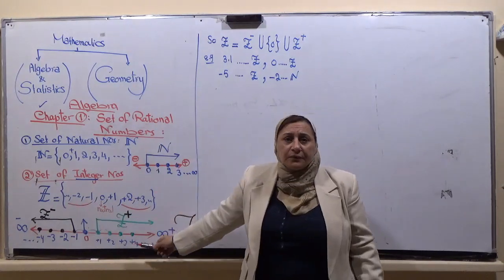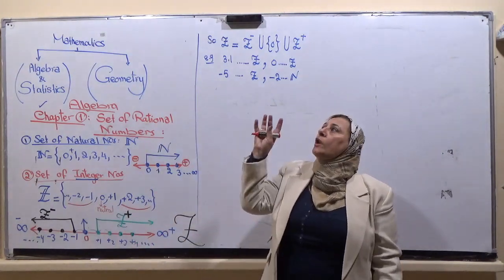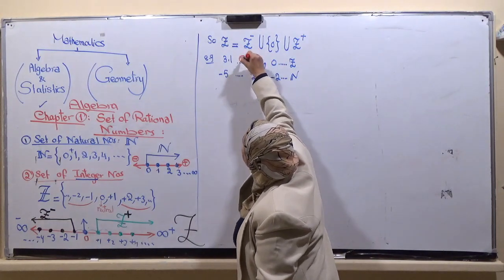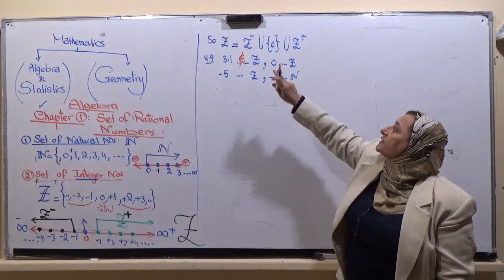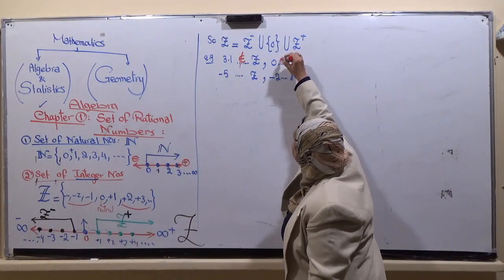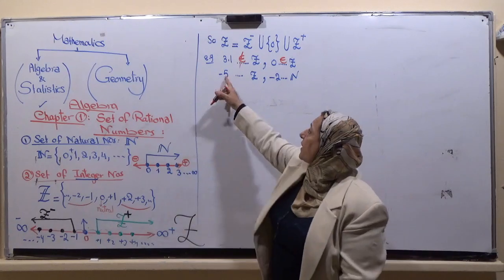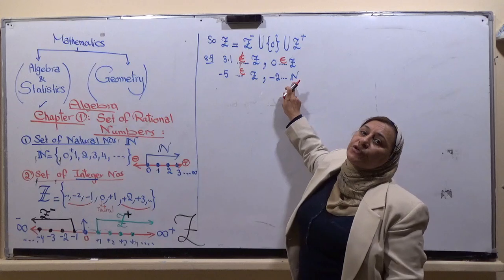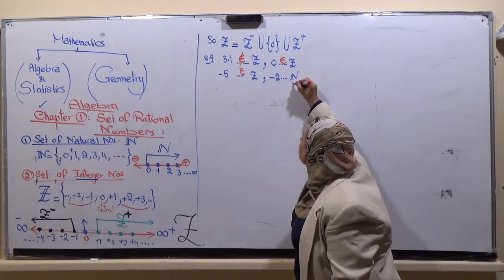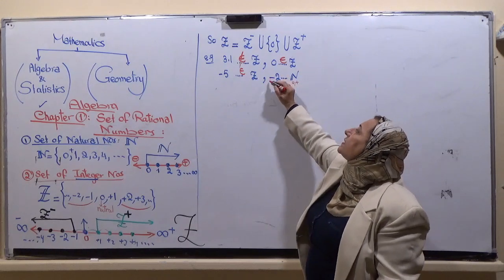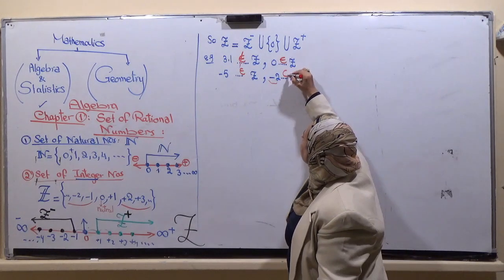3.1 here? No. We have a whole number which is positive or negative. So it doesn't belong. 0, yes, 0 is an integer. Negative 5, yes, it is an integer. But negative 2 is not natural, because natural means positive and 0. This is a negative value, so it doesn't belong.